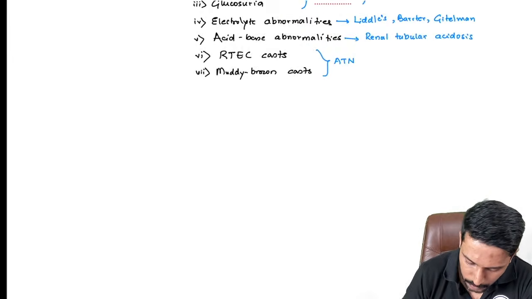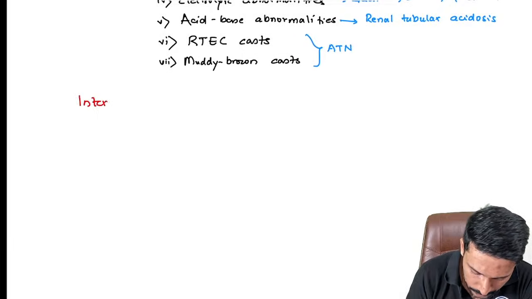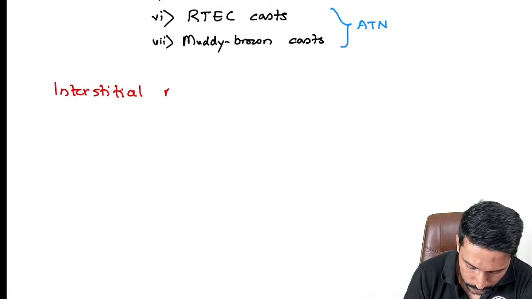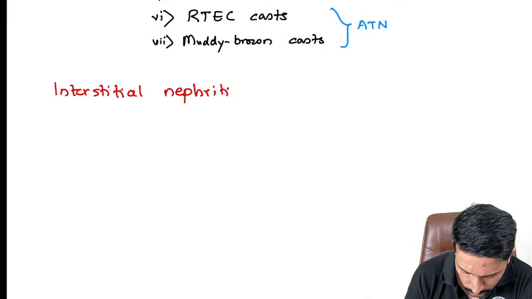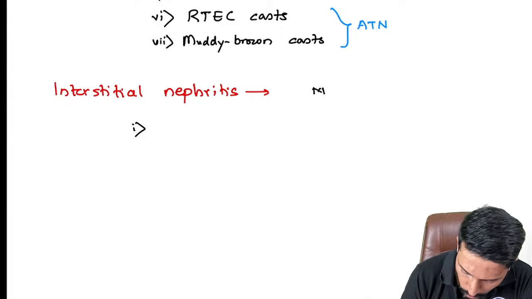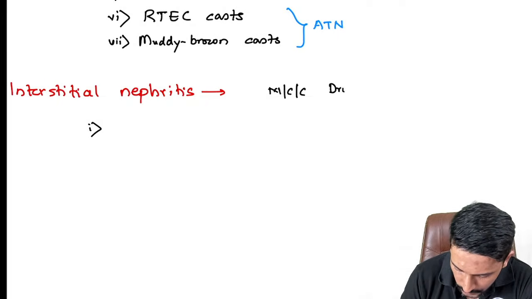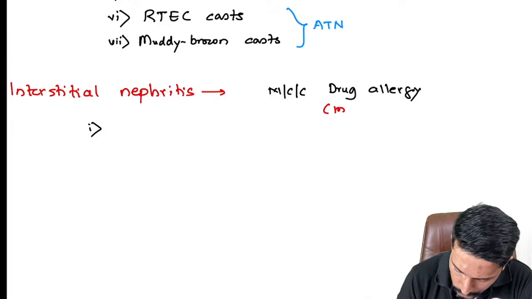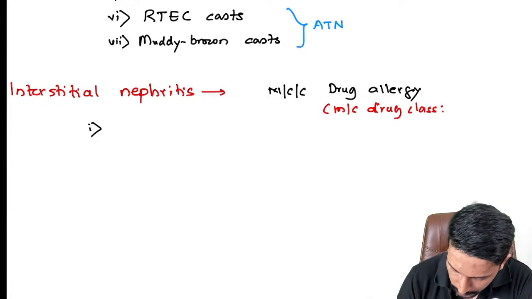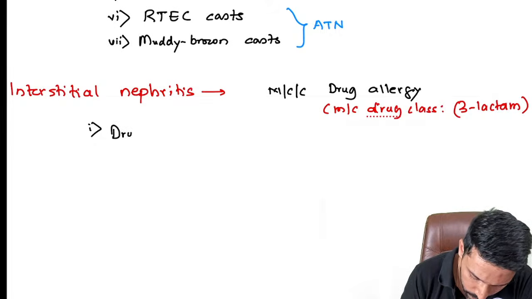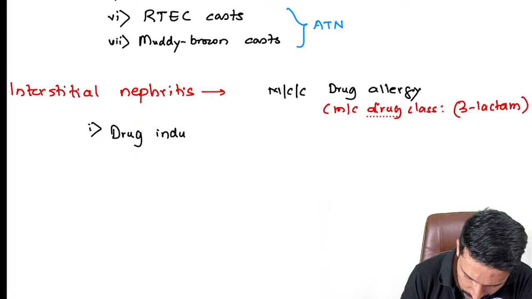So how do I recognize that this particular patient may have interstitial nephritis? The patient may have the drug rash. First thing, that is a potential clue. The most common cause for interstitial nephritis is drug allergies. Among them, the most common drug class responsible is beta-lactam antibiotics. So these patients may have drug-induced rash.